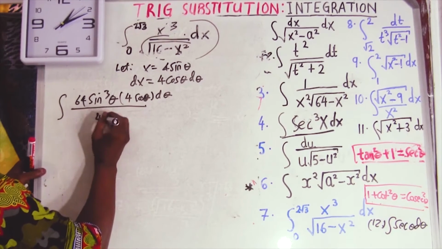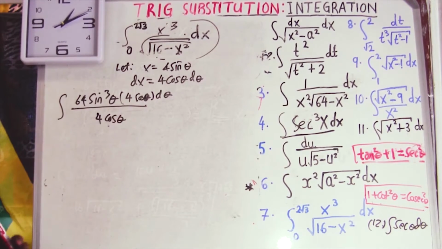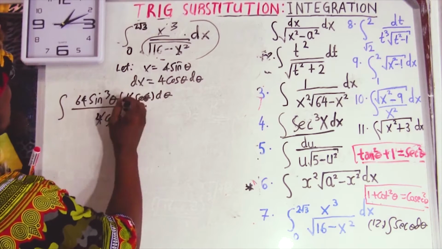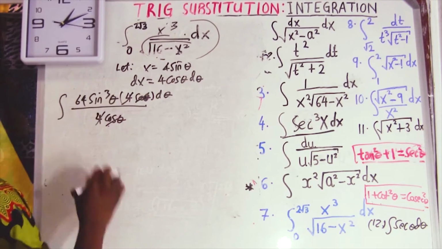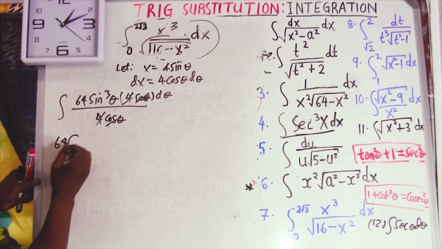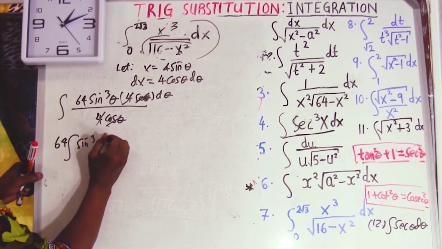4 cos. It's going to be 4 cos. You can substitute slowly, but you know why I say that. For now, you should know. Okay, this and this one cancel. 4 and 4 cancel. So we have this. 64 goes at the back, so it's going to be 64, and then the integral of sine cubed theta d theta.